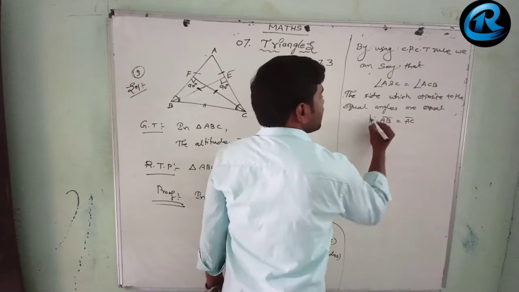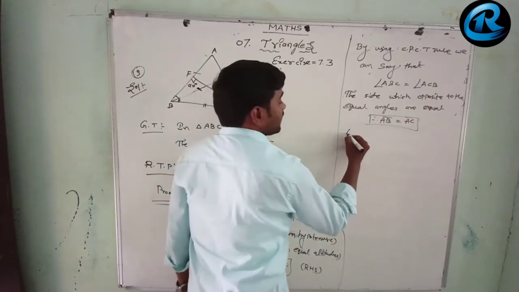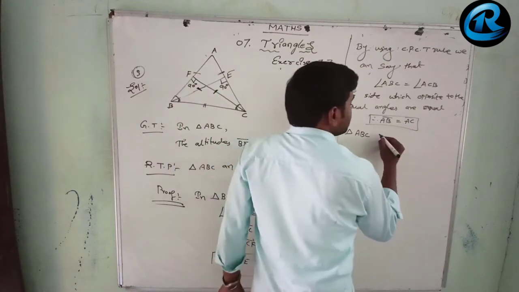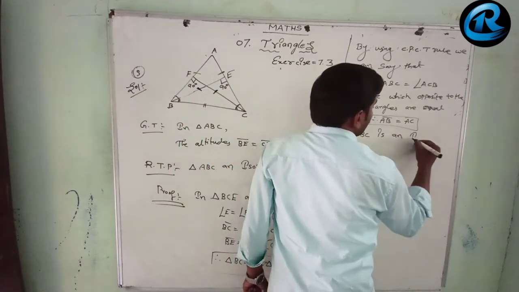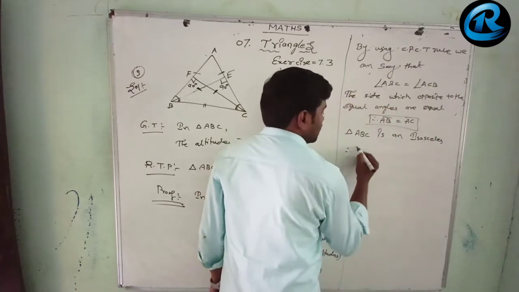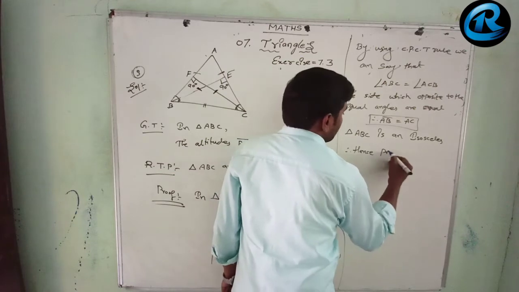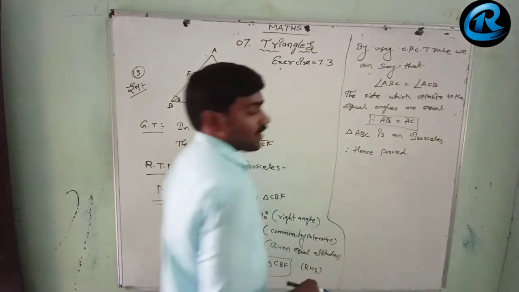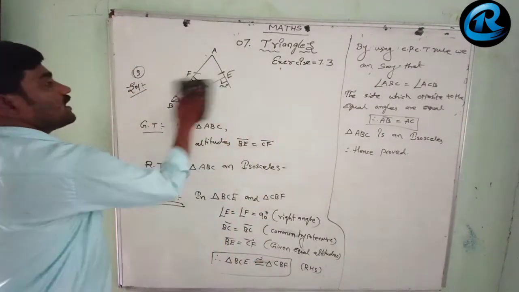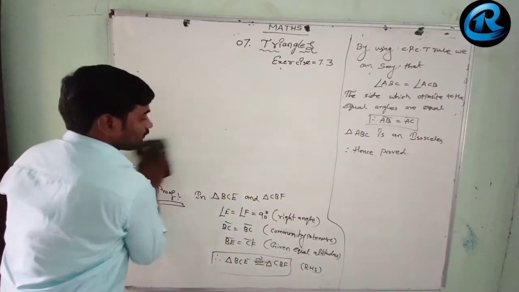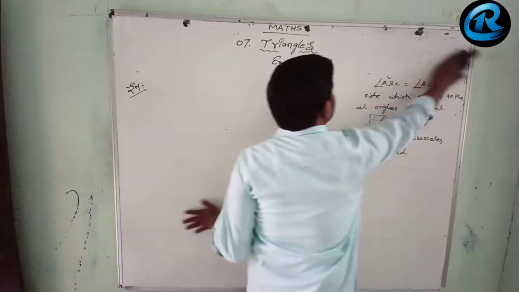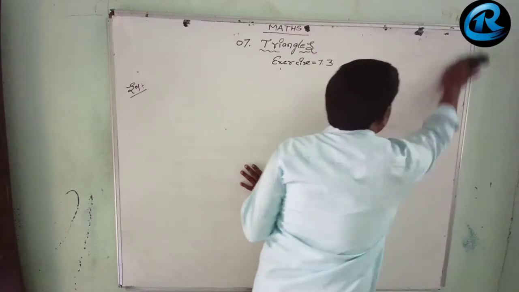If AB equals AC, then two sides of the triangle are equal, so triangle ABC is an isosceles triangle. So this is our third solution. Now let us move on to the fourth question and solve question number 4.